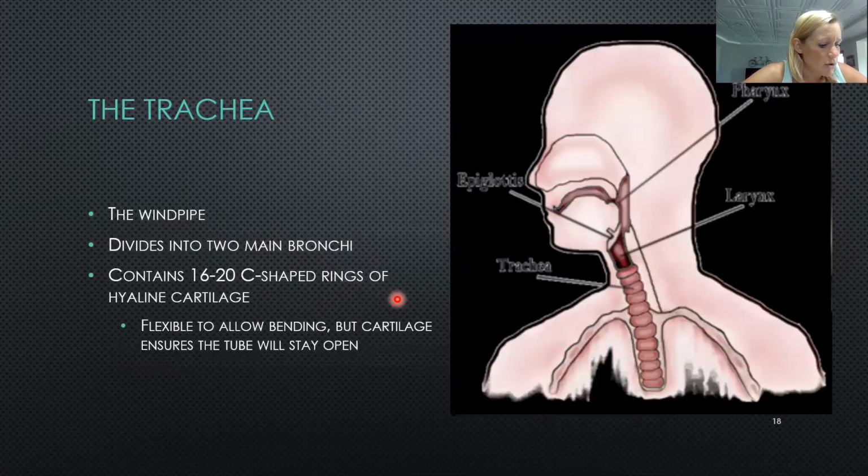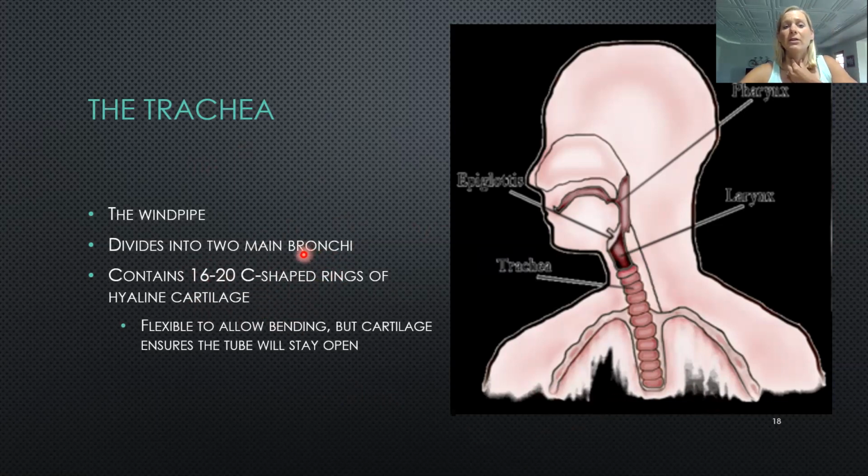Okay. Next, you can see the trachea. This is not a good picture. So again, the epiglottis lies here. The trachea lies anterior to the esophagus, which is on the posterior side, and it is directly inferior to the larynx. Okay. The trachea, also known as the windpipe, will eventually divide down here into two main bronchi. It contains 16 to 20 C-shaped rings of hyaline cartilage.